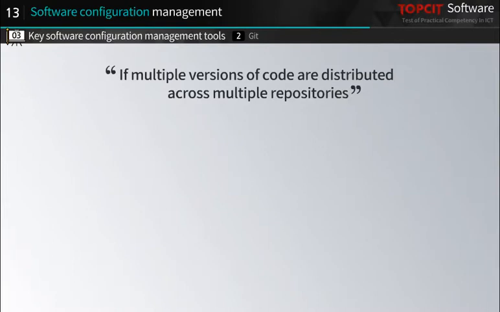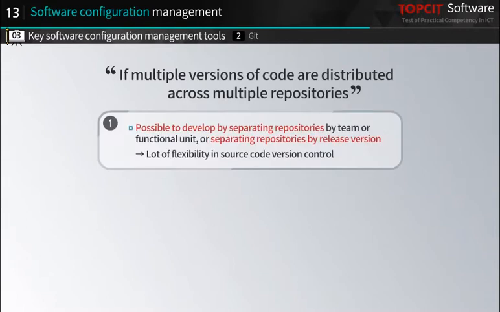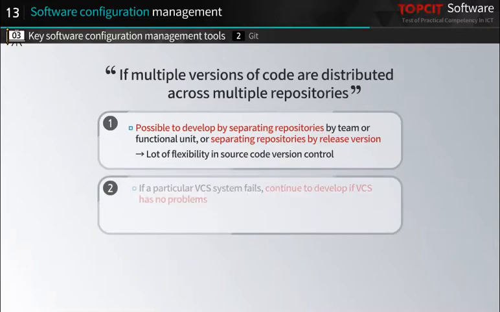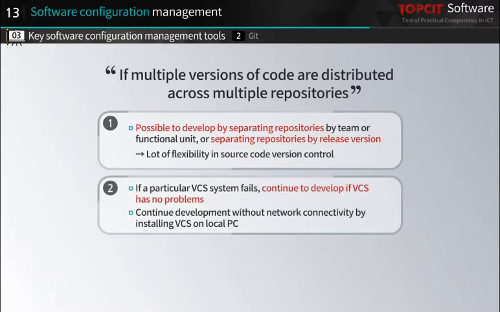If multiple versions of code are distributed across multiple repositories, there are some benefits. First, it is possible to develop by separating the repositories by team or functional unit, or by release version, so there is a lot of flexibility in source code version control. Second, because there is no concept of a centralized repository, even if a particular VCS system fails, you can continue to develop as long as the VCS you are using has no problems. Also, you can install a VCS on your local PC to continue development without network connectivity.